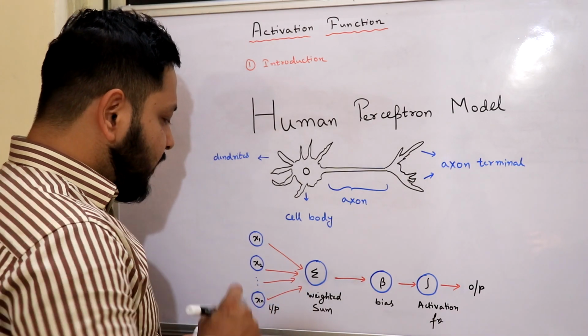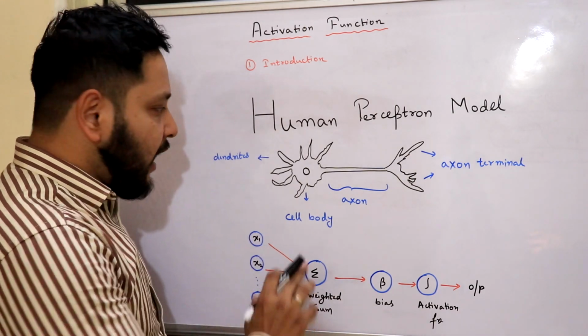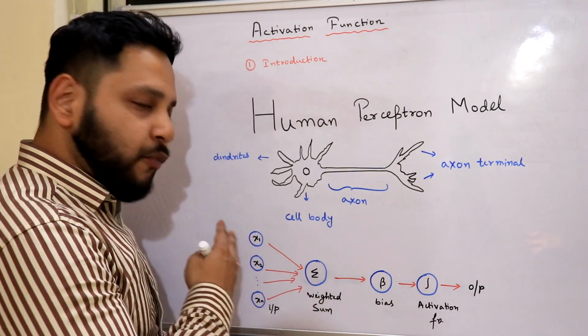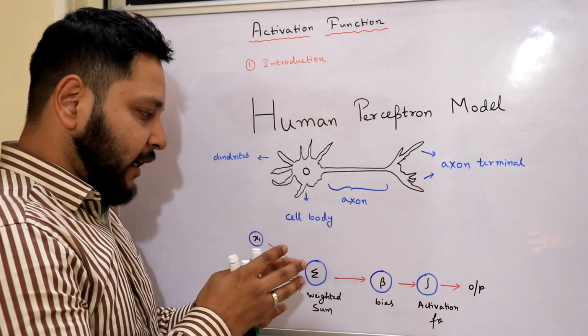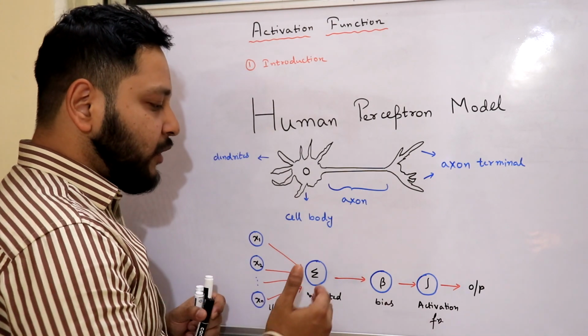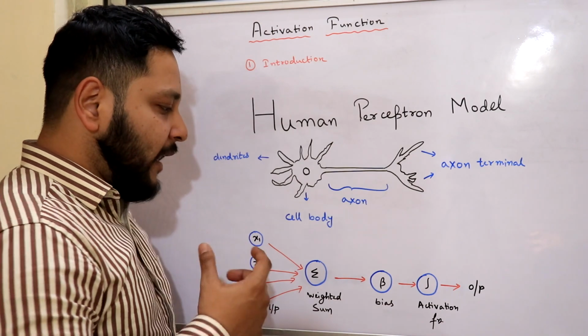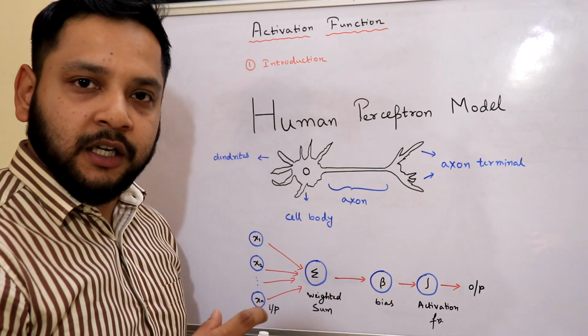So similarly these input signals are coming, and this cell body is represented by the weighted sum. That means the inputs that are coming are first collected together. And then there is one more thing, which is bias. Bias is kind of an unwanted signal, and then it goes to the activation function.